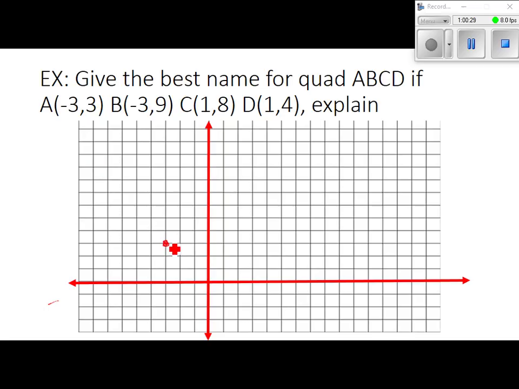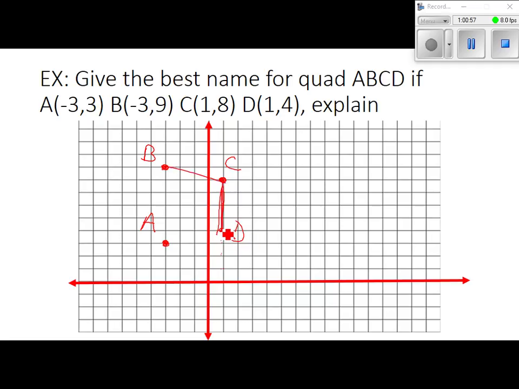-3, 3 is A. -3, 9. So -3 up 9, 3, 6, 9. That's B. 1, 8. 1, 2, 3, 4, 5, 6, 7, 8. That's C. 1, 4. 1, 1, 2, 3, 4. That's D.